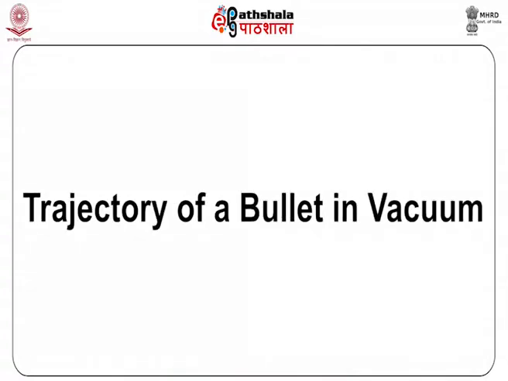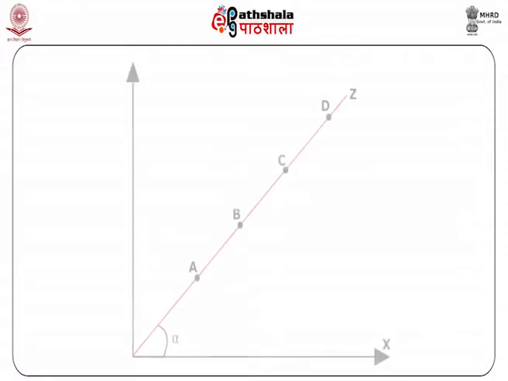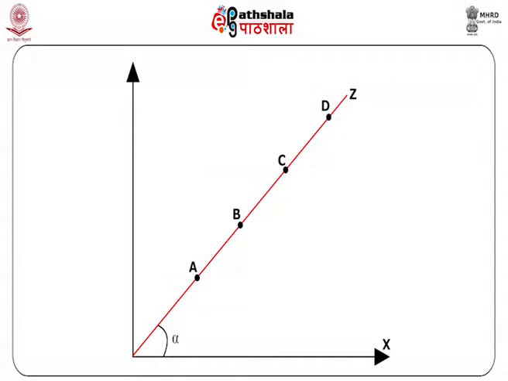Trajectory of a bullet in vacuum. Let a bullet be fired from a firearm in the direction OZ at an angle alpha with the horizon with a velocity v as shown. If there are no factors influencing the initial velocity v, like air resistance or gravitational pull of the earth, as can happen in space, the projectile would travel in a straight line covering equal distances in every second.